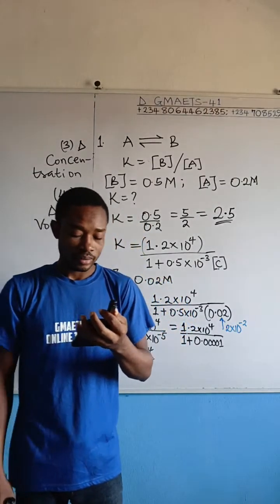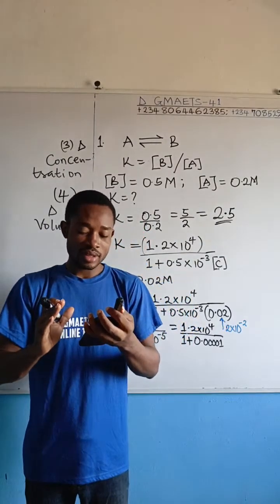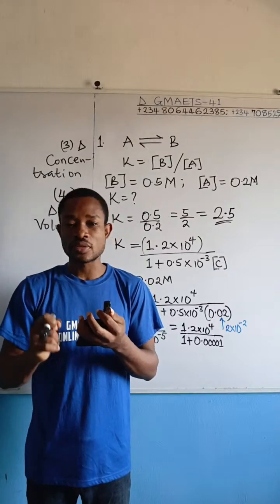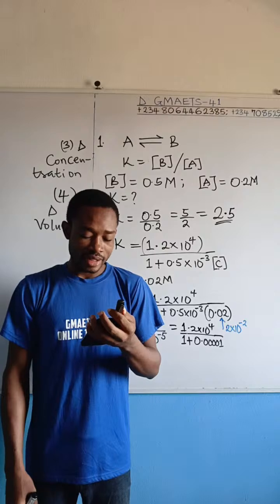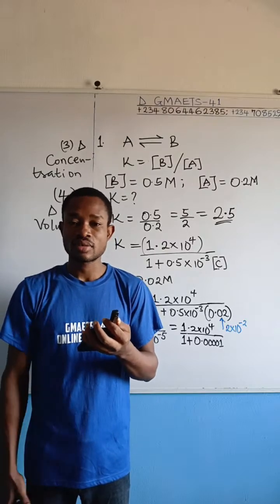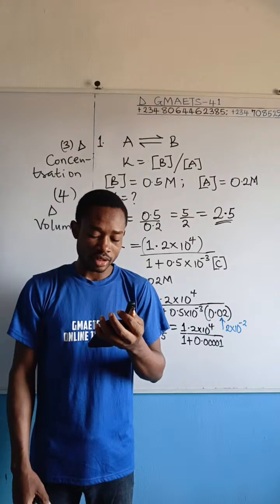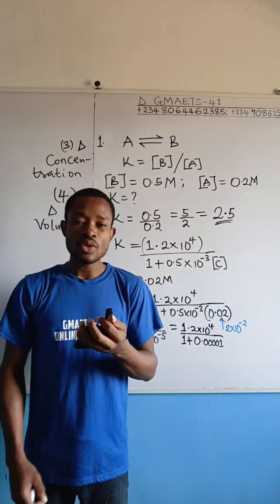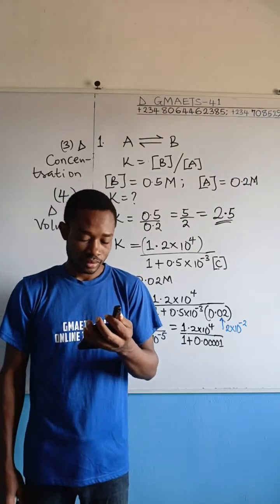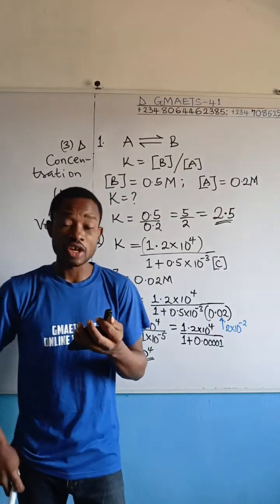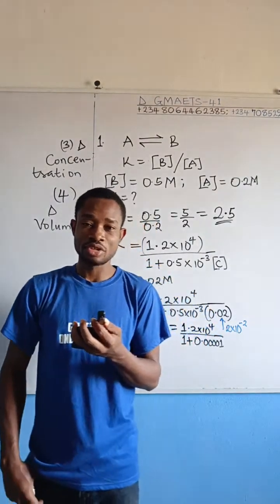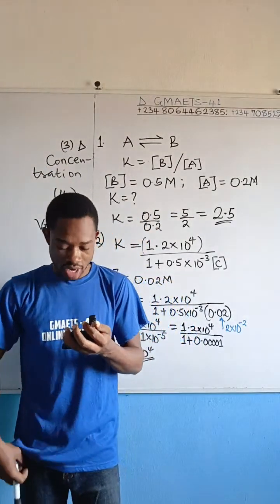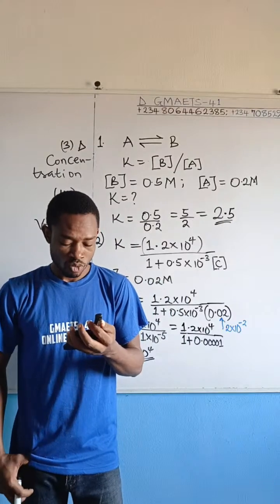Question 5 reads: if a catalyst is added to a system at equilibrium, and the temperature and pressure remain constant, there will be no effect on the: A, activation energy of the reaction. That is not true. Catalysts affect activation energy. It either lowers or increases activation energy in the process. So that's not the answer.